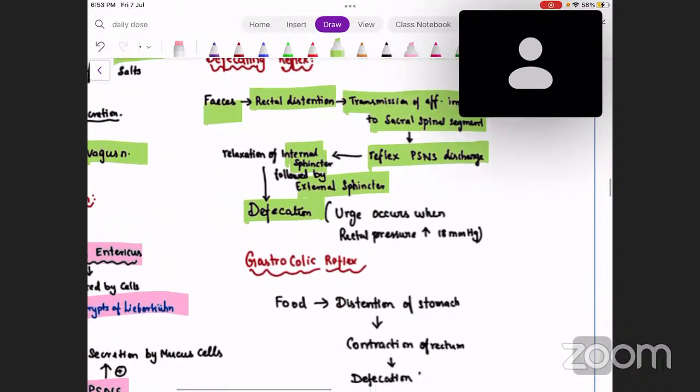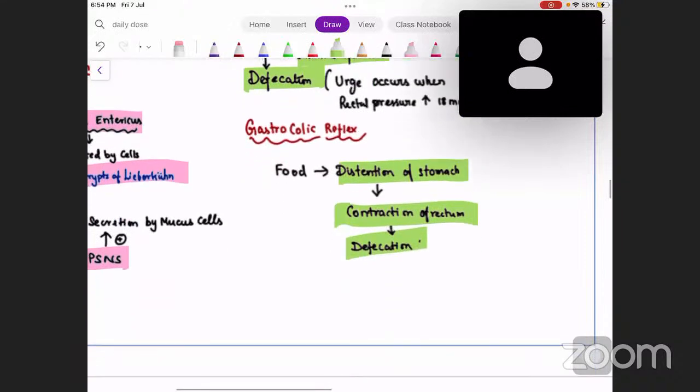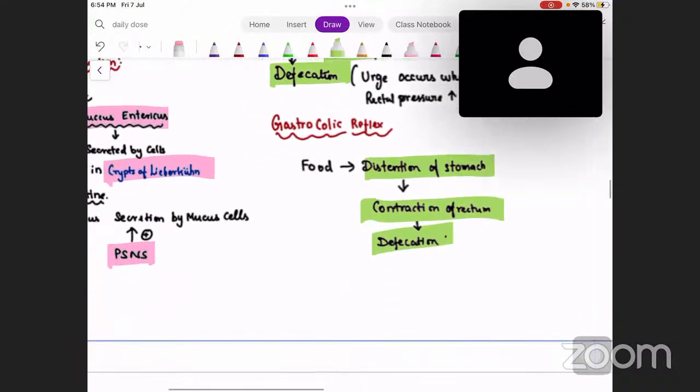So you want to go to the toilet, and you have to defecate all the excreta. Then next is the gastrocolic reflex, which is what happens whenever you eat too much food. When you eat too much food, distension of the stomach will happen. Contraction of the rectum will in turn cause defecation. When you eat too much food, you feel the sensation of defecation. That is so-called the gastrocolic reflex.